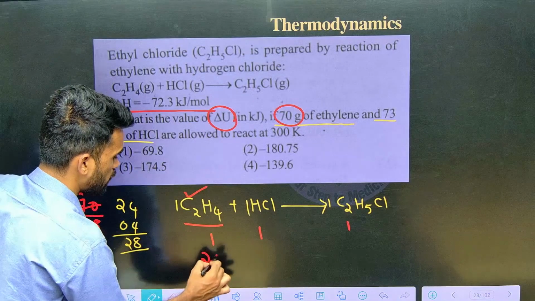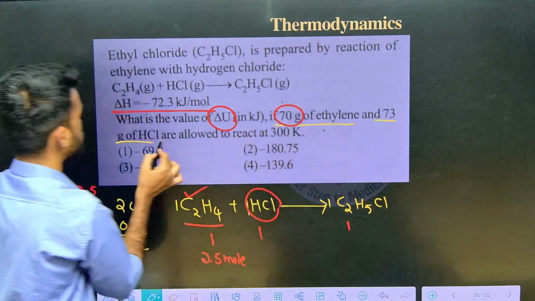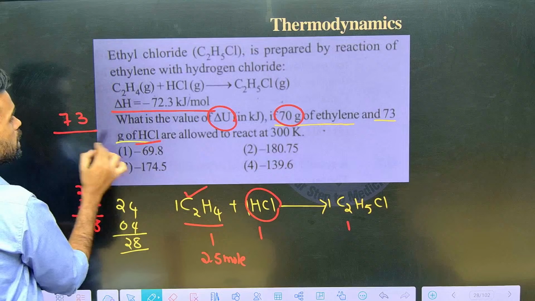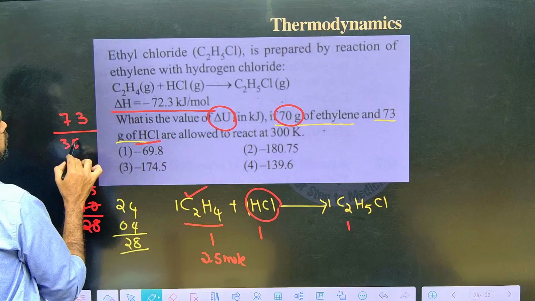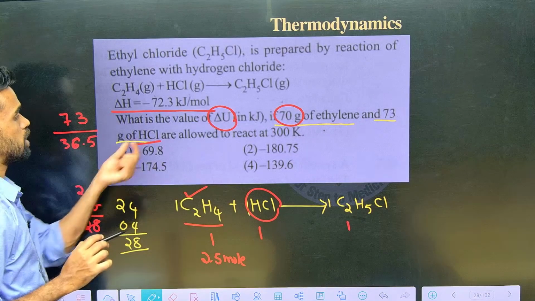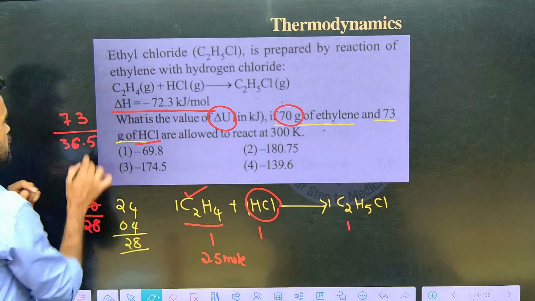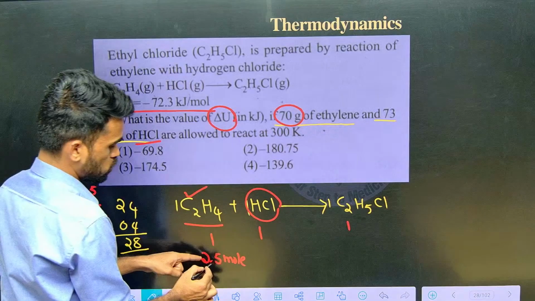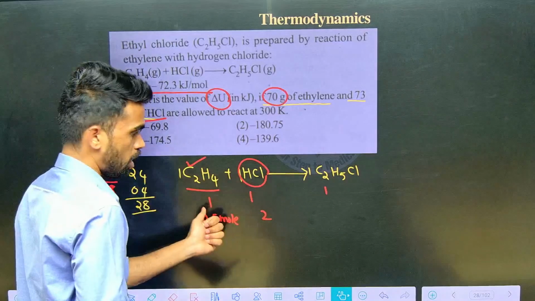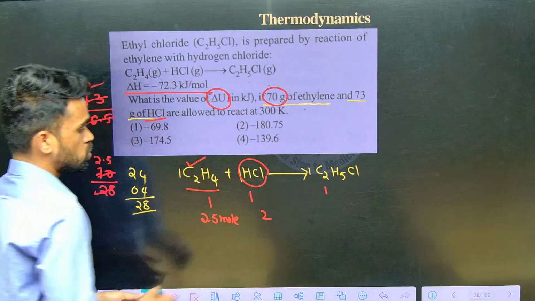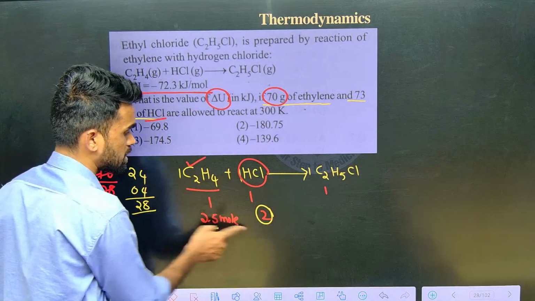So 2.5 moles of ethylene is mentioned, and HCl is how much? 73 grams of HCl. So 73 by the molar mass of HCl, which is 36.5, because for Cl it is 35.5 and for H it is 1. So it is 2 moles. This is 2.5, this is 2. Now if you observe, 1 mole gives you 1 mole, all of them in a 1:1:1 ratio. So 2 moles is less than the requirement. This 2.5 is in excess, and this is the limiting reagent.